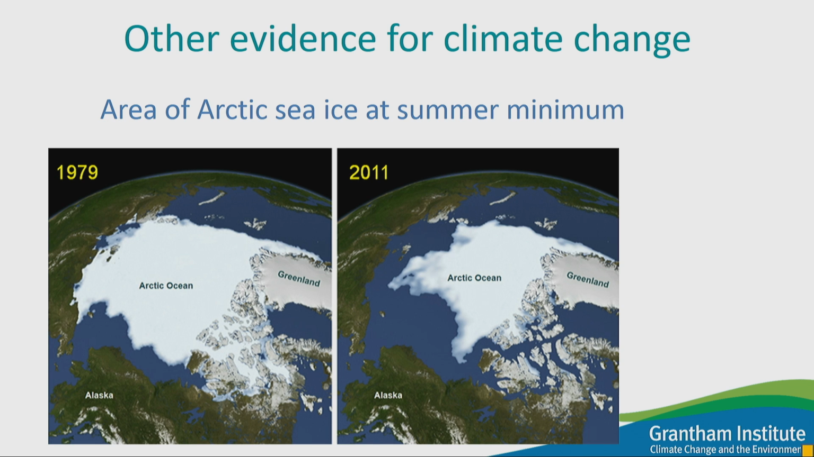Now, other evidence for climate change, we can look at things like Arctic sea ice. Are we doing a demonstration on this one? Oh, we are? Okay. Hopefully, as long as I don't shut everything off. So, what we've got here is pictures of Arctic sea ice at the summer minimum. So obviously there's an annual cycle in sea ice, and there's less in summer and more in winter.